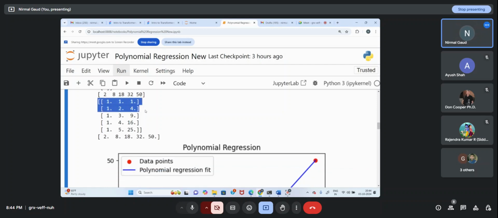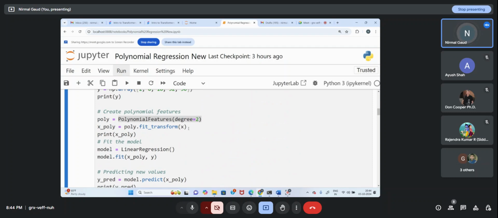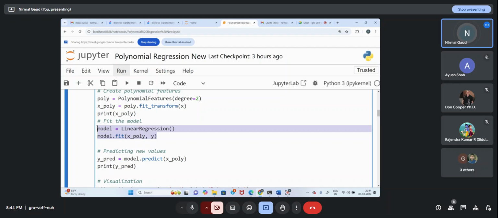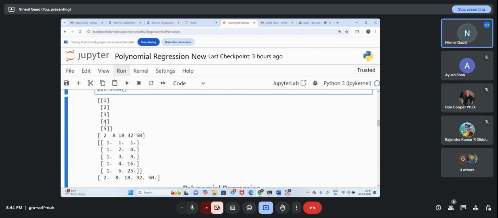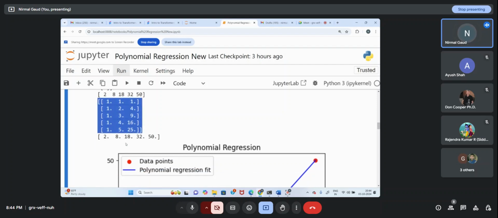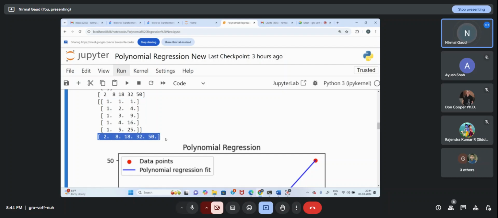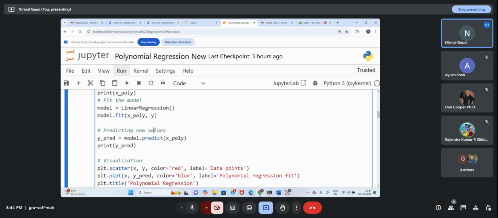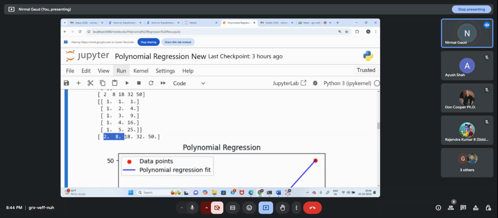Now it will behave as my data. After transformation, that will be my data. And I am putting this transformed data into linear regression, where the target is this again. This is my target. And I printed the prediction also, and my model predicted exactly correct: 2, 8, 18, 32, and 50. This is what my model predicted.